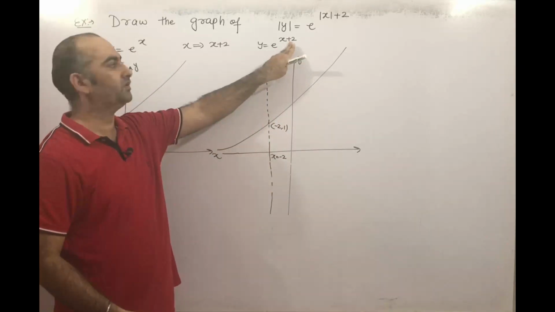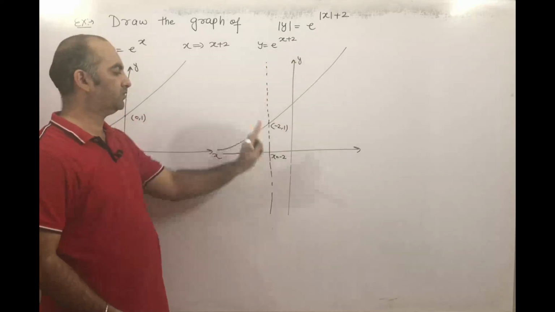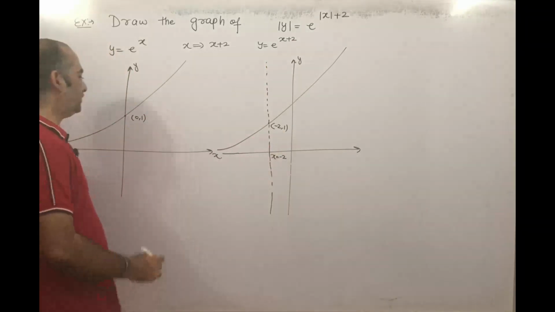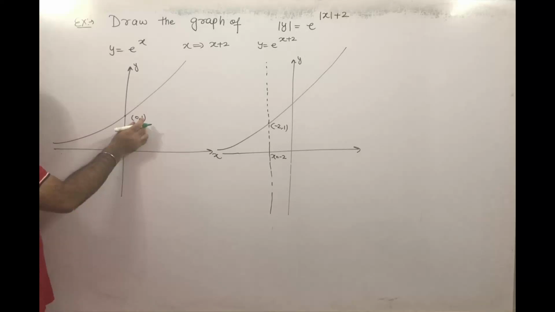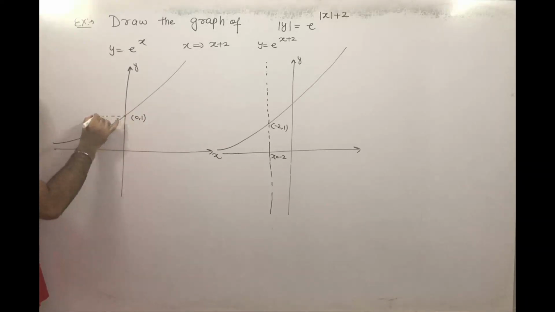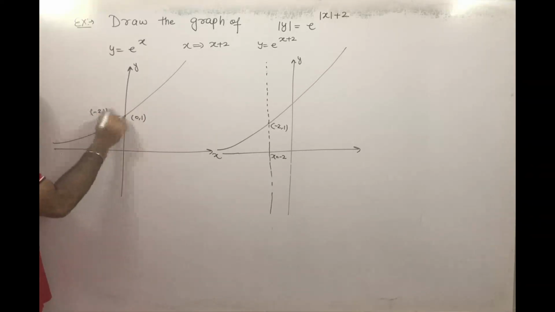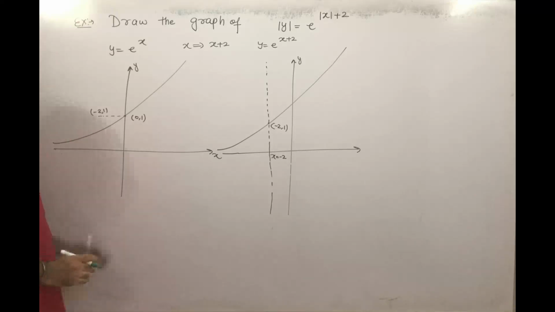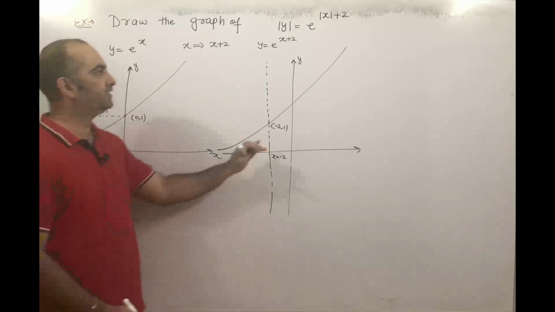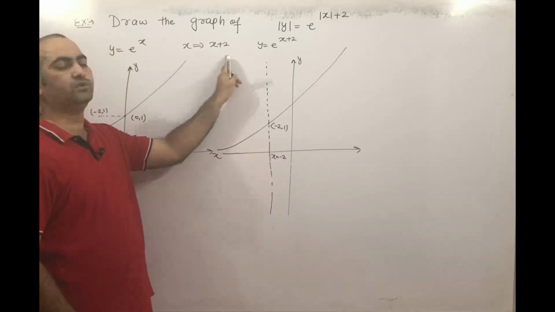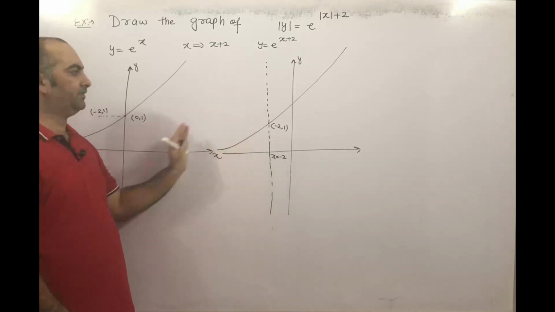If you put minus 2 here, e power minus 2 plus 2 is what? e power 0. So what comes? 1. e power 0 is 1. So this point will come at (minus 2, 1). So you can see this point was (0, 1), so the same point is shifted to (minus 2, 1). So this graph is shifted 2 units to the left-hand side, and we will get this graph. So when x is replaced by x plus 2, this graph we have to shift to the left-hand side.